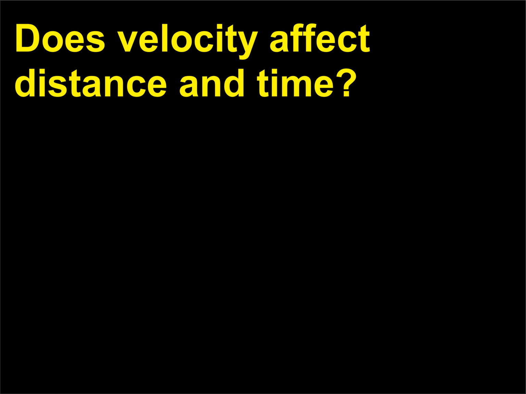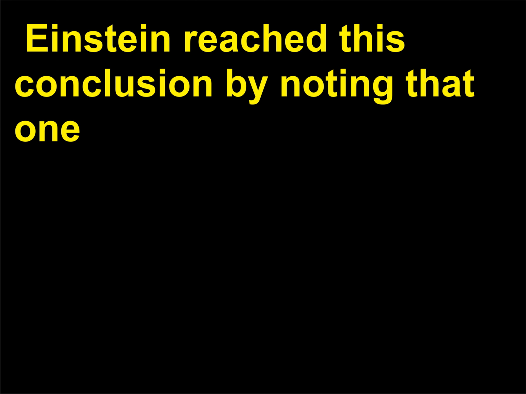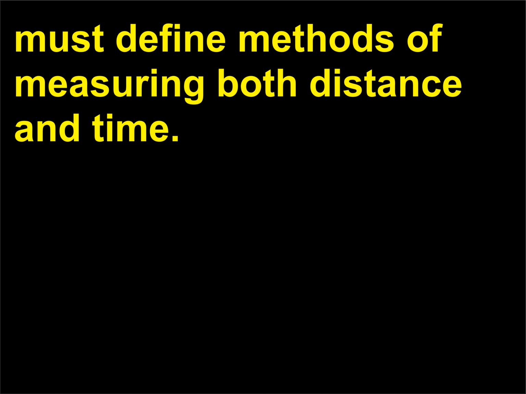Does velocity affect distance and time? Einstein's special theory of relativity shows that both distance and time change with velocity. Einstein reached this conclusion by noting that one must define methods of measuring both distance and time.